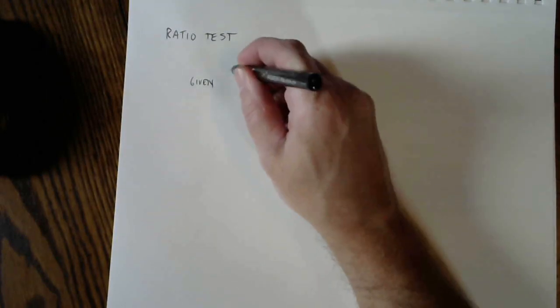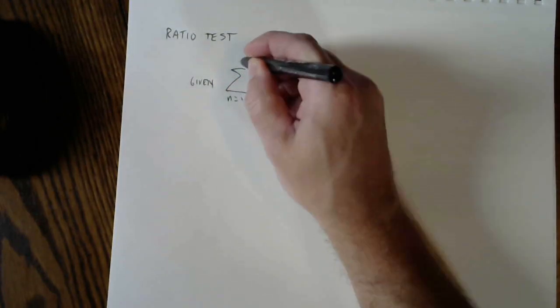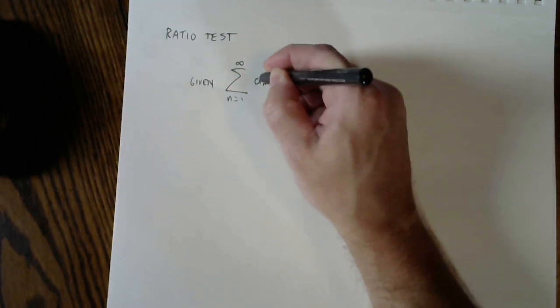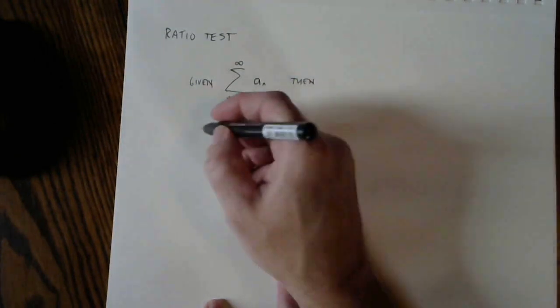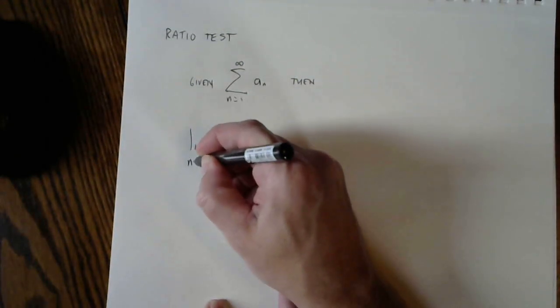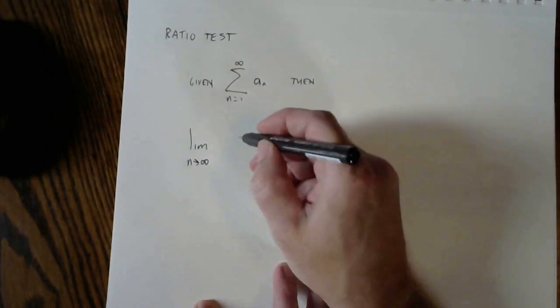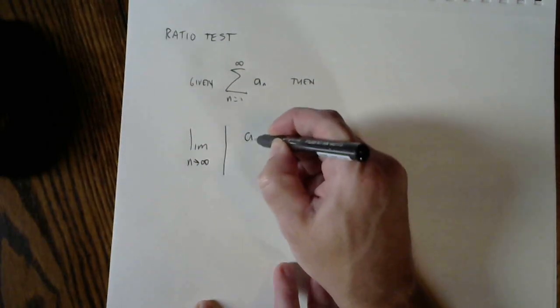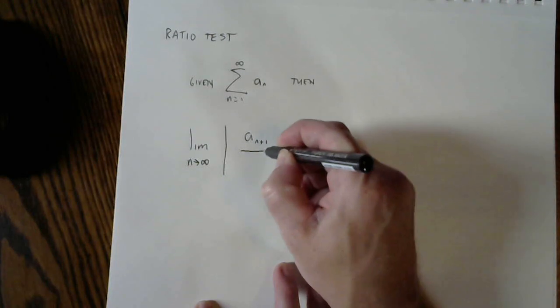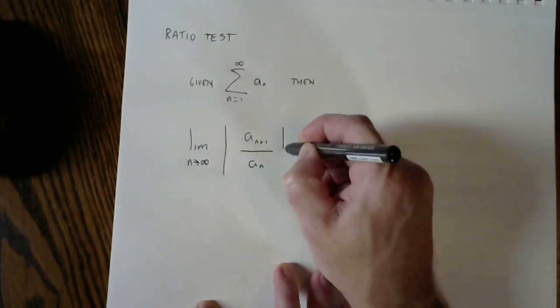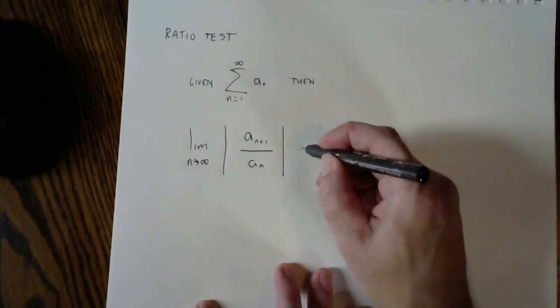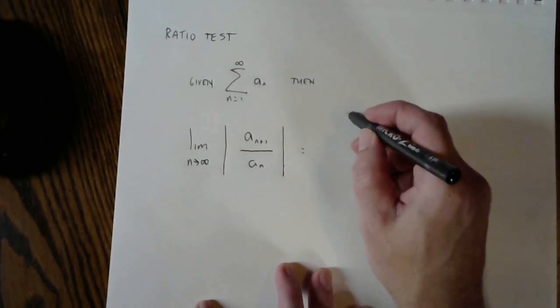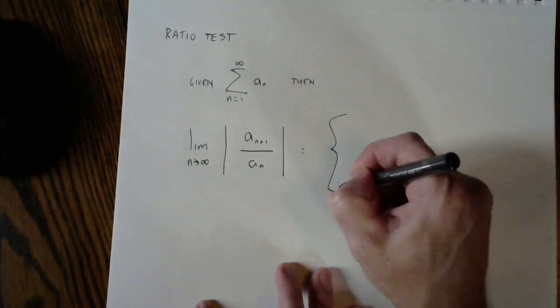Okay, so simply put, the ratio test, what we do is we're given a series where the terms we're going to call an. Then we're going to evaluate the following limit: n goes to infinity of the term n plus 1 over an. Okay, so we evaluate this limit. You'll see it live here in a minute. And we're going to call the result L.